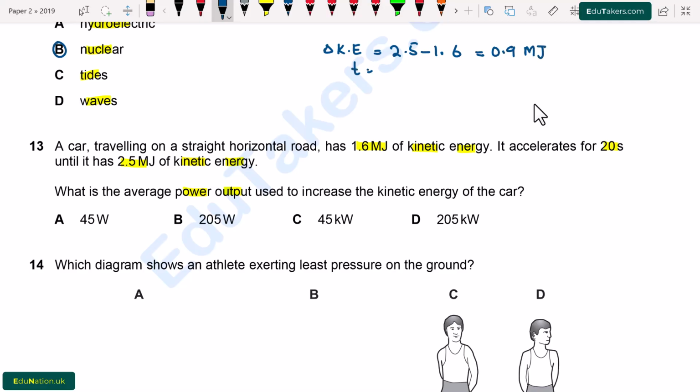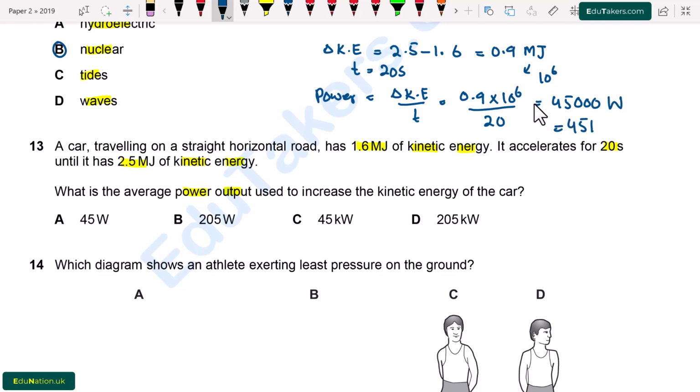Time is also given, 20 seconds. So power will be equal to the change in kinetic energy divided by time. 0.9, and this mega is basically 10 to the power 6. Time is 20. So power will be equal to 45,000 watt, which is also equal to 45 kilowatt. So from here option C is correct.